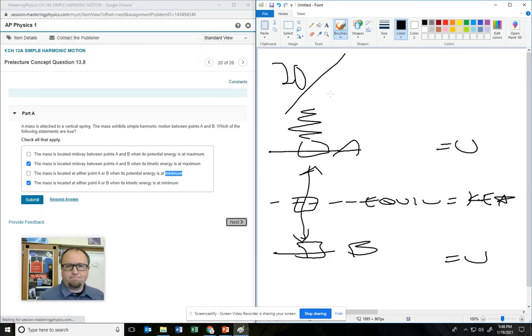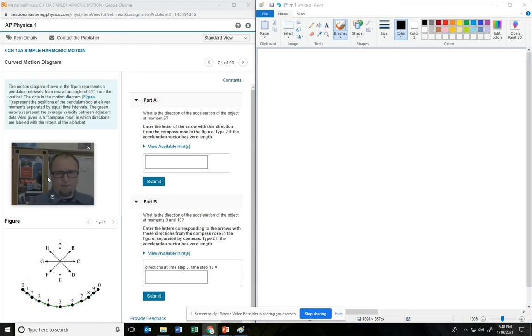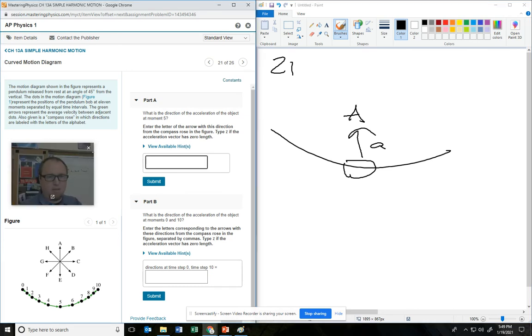All right, 21. Motion diagram. Ready? What is the direction of the acceleration of the object at moment 5? When you travel in a circle, what's the direction of your acceleration? The direction of the acceleration is towards the center, and that is direction A. So you just type in capital A, and that is it.